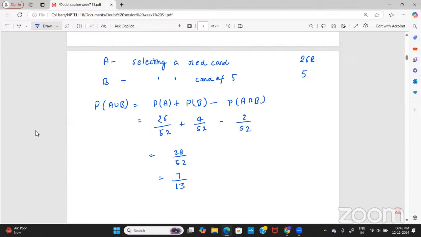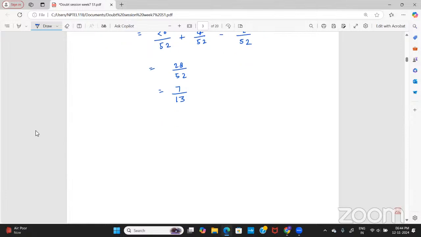Ma'am, actually, I find a problem in deciding whether we have to find intersection or union. In case of "or", we find union, and in case of "and", we find intersection, right? Yes. So, ma'am, suppose we have 3 elements and we want to find that one of them is not included and the 2 are included, or either 1 is included or 2 is included and 3 is not included. How to deal with such problems? Can you please explain with an example?